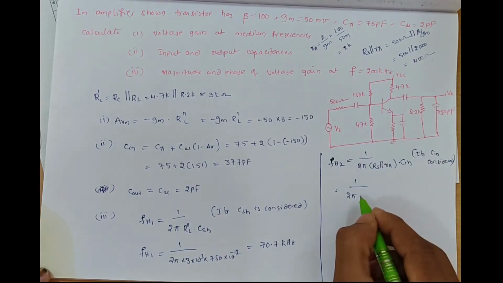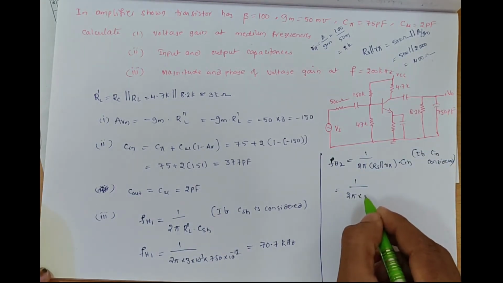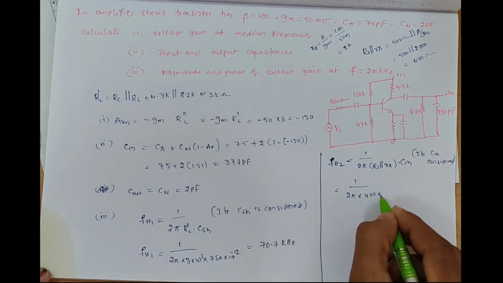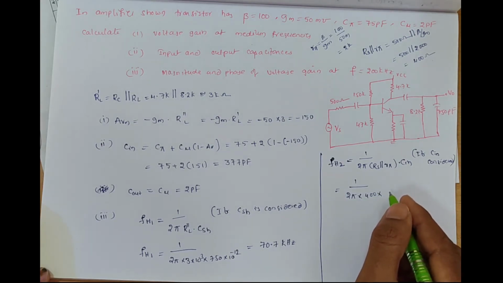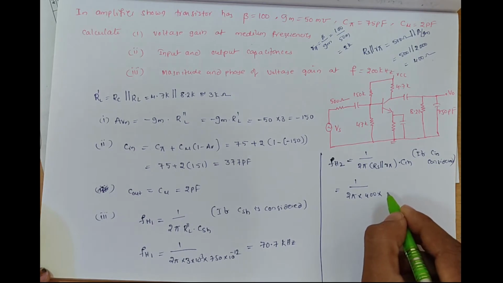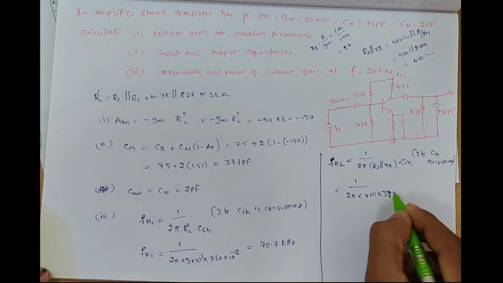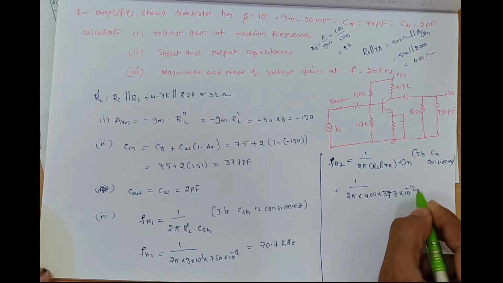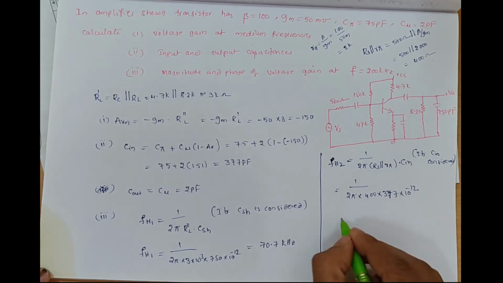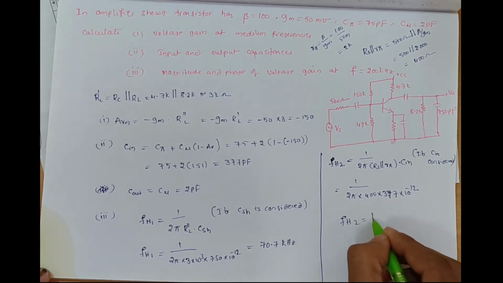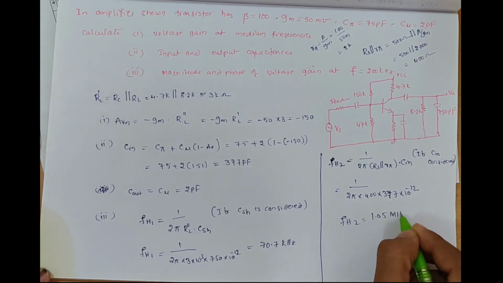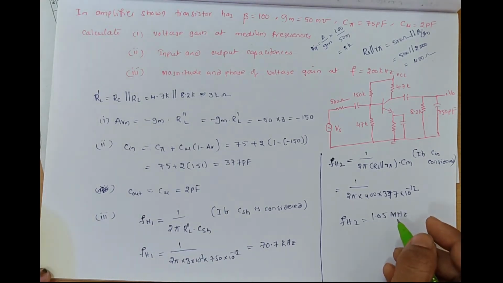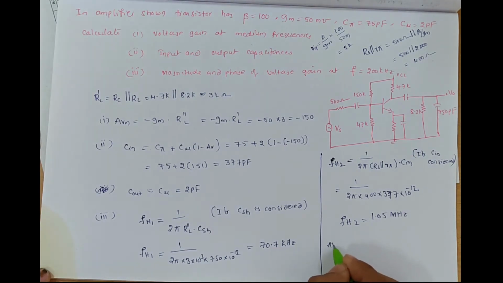Yes. So FH2 equals 25 into 400 ohm into C. How much is C? C is given as 377 picofarad, that is 377 times 10 power minus 12. From this we can write FH2 equals 1.05 megahertz. So as FH1 is 70 kilohertz and FH2 is 1.05 megahertz, FH1 is smaller compared to FH2.